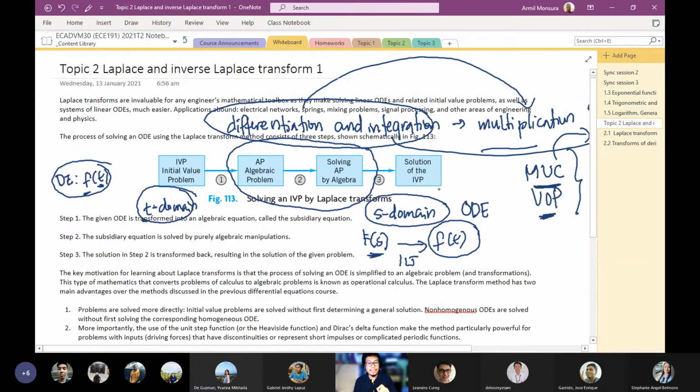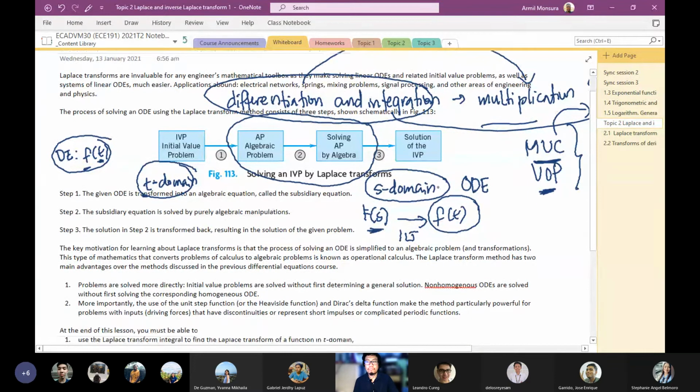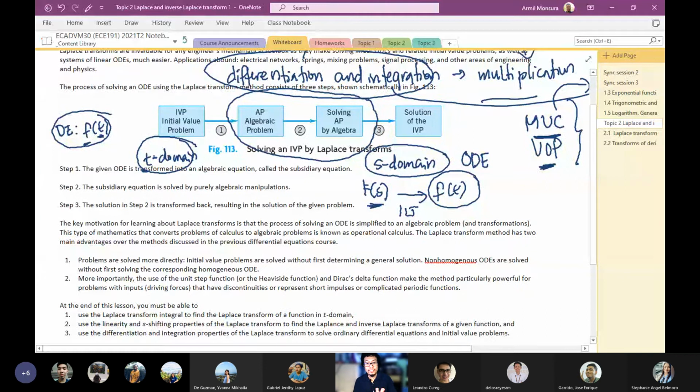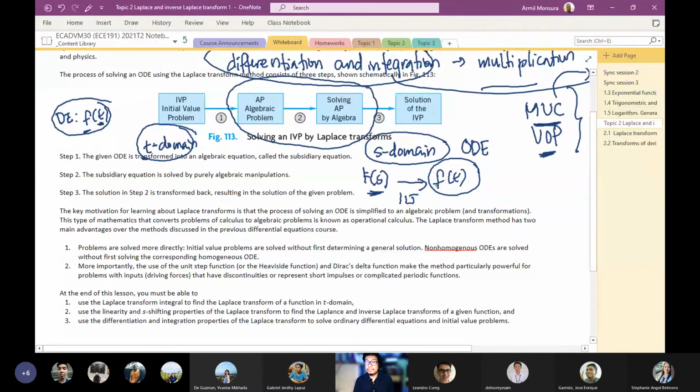May part yun na kailangan mag-differentiate. Is that correct? Okay, so hindi siya purely algebraic. The operation is not purely algebraic. Okay? So that is what separates the solution of differential equations using Laplace transform from the tools you have studied in the previous course. Kasi gagawin nating algebraic problem yung calculus problem.